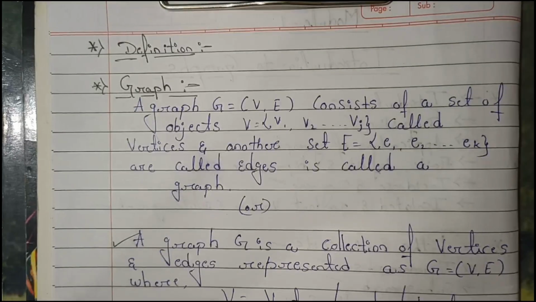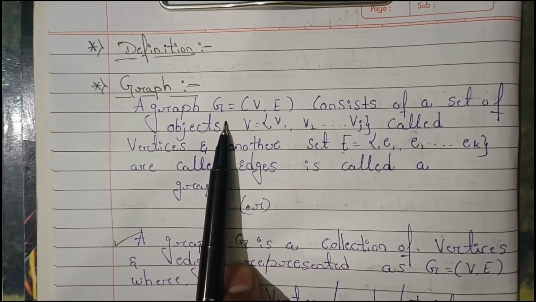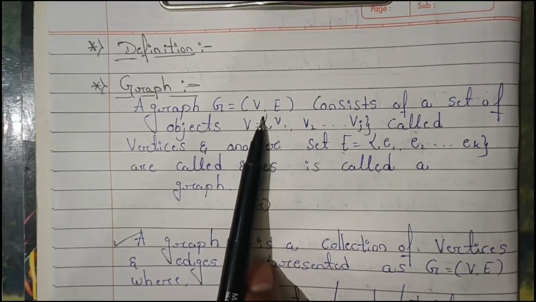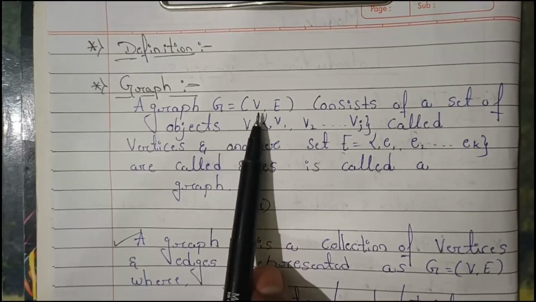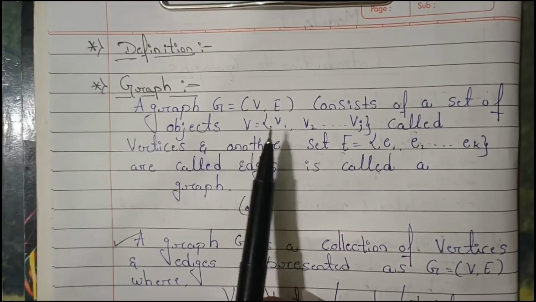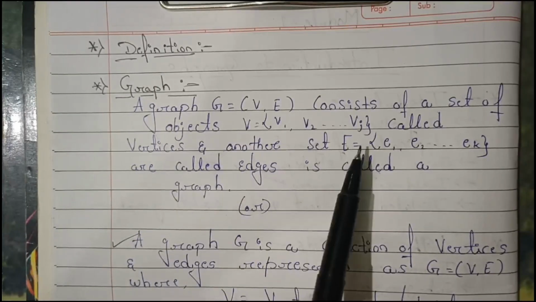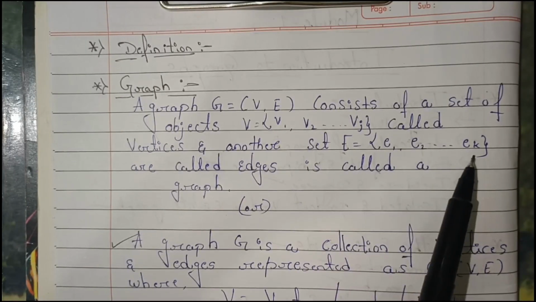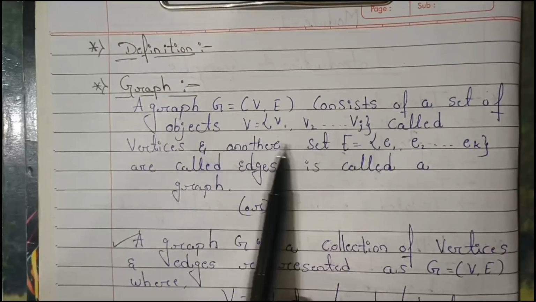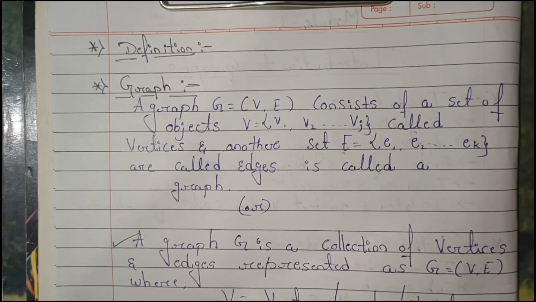The definition of a graph: a graph is denoted by G. A graph contains vertices and edges. G = (V, E) consists of a set of objects V, that is V1, V2 up to Vj, called vertices, and another set E = E1, E2 up to Ek, which we call edges. This is what we call a graph. There are a number of definitions.